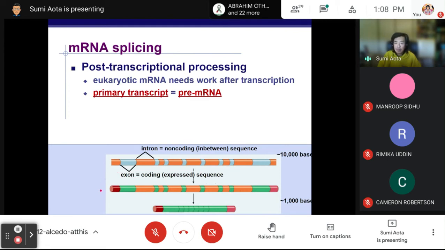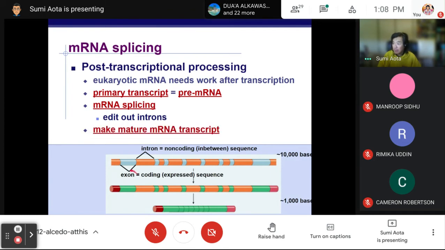This is what we call the primary transcript. It has both the exons and the introns in it. What we have to do now is cut these orange bits out. So we need to edit out the introns. When we remove these orange bits and take them out, you're going to get the shorter green sequence down here. This is the mRNA transcript, the mature transcript.